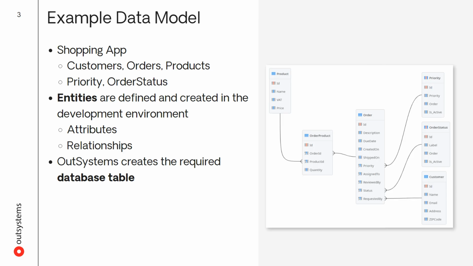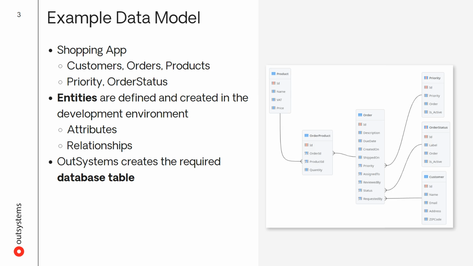Let's use a shopping app's data model, for example. A shopping app would need to keep track of the customers and their orders, and which products were in those orders. Orders might have a priority and might have an order status. We can take these business concepts and represent them as entities. Those entities would be defined and created in our development environment. Those entities would also have attributes, and they might have relationships between each other.